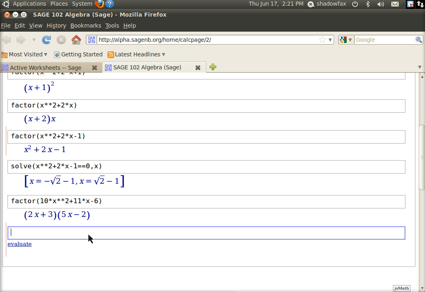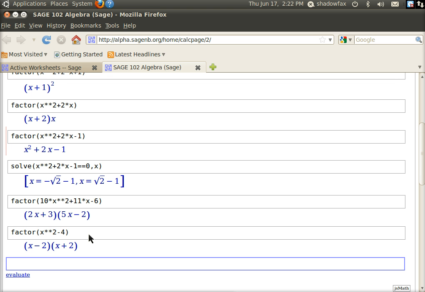How about difference of two squares? Let's do factoring of something silly. How about x squared minus 4? Of course, that's going to be x plus 2 times x minus 2. And there it is.